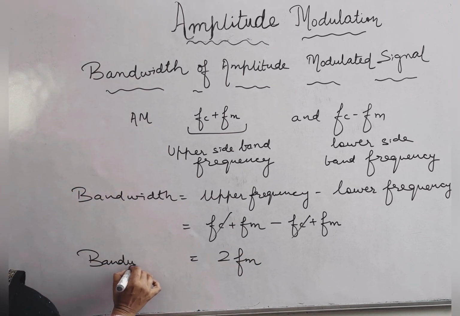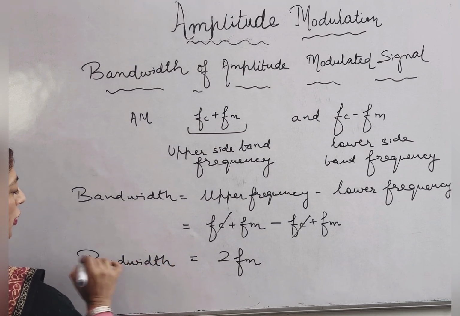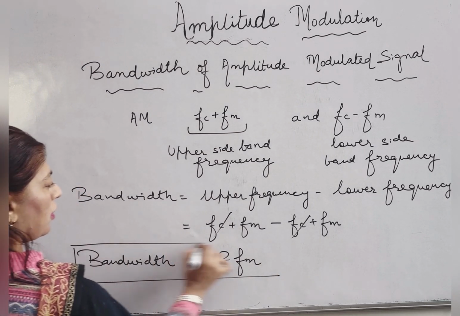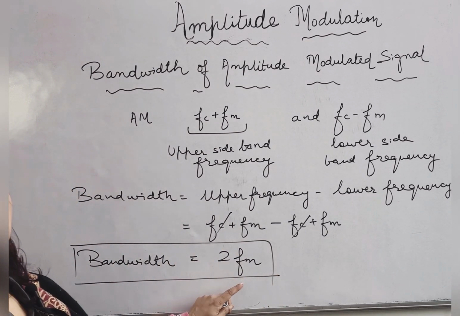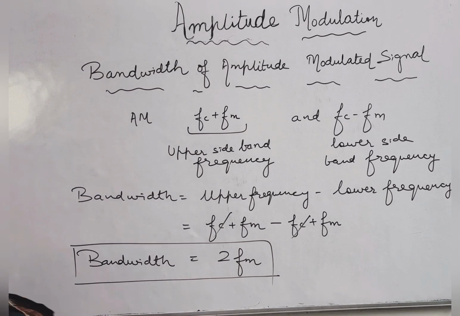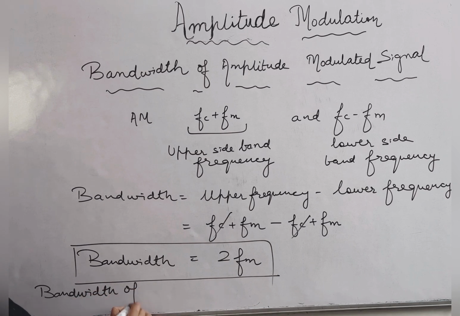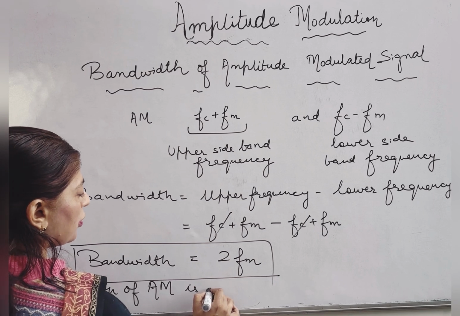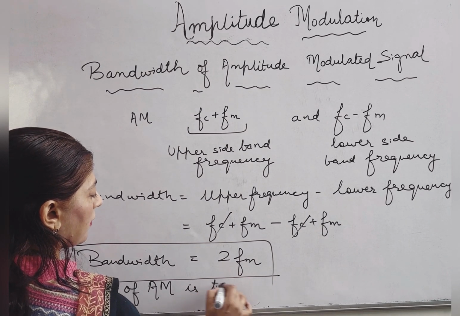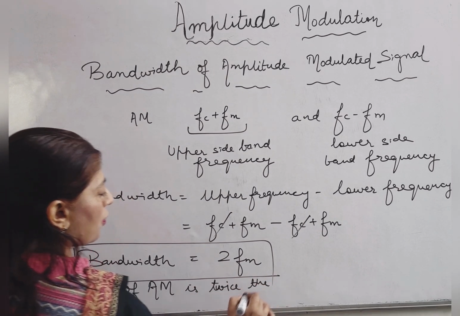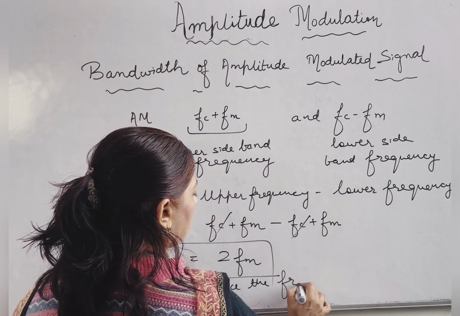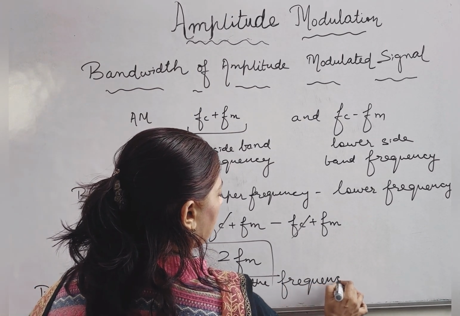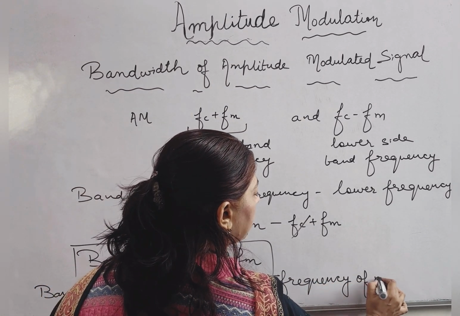bandwidth equal to twice the frequency of the modulating signal. Hence we conclude that the bandwidth of the amplitude modulated wave is twice the frequency of the modulating signal.